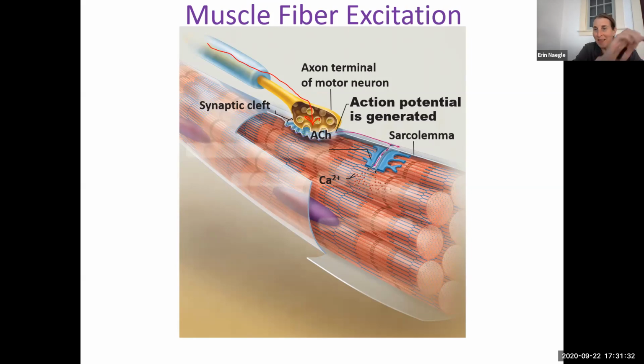Anyway, so the action potential gets down the axon, releases these neurotransmitters, which then send the signal to the, what was that purple thing called? The sarcoplasmic reticulum, to release the calcium. And that's it.